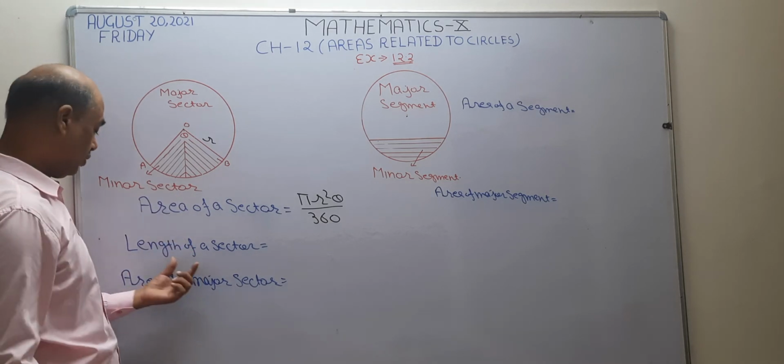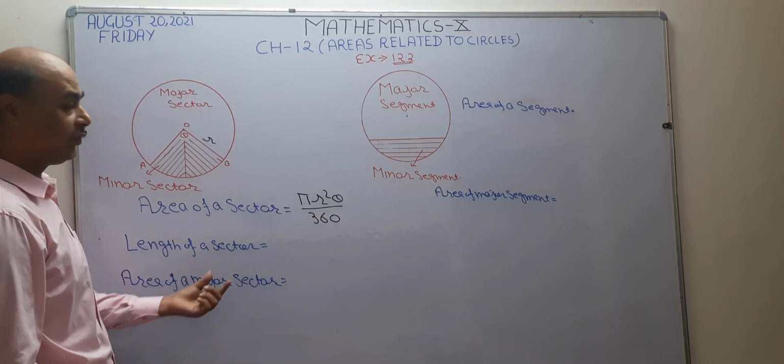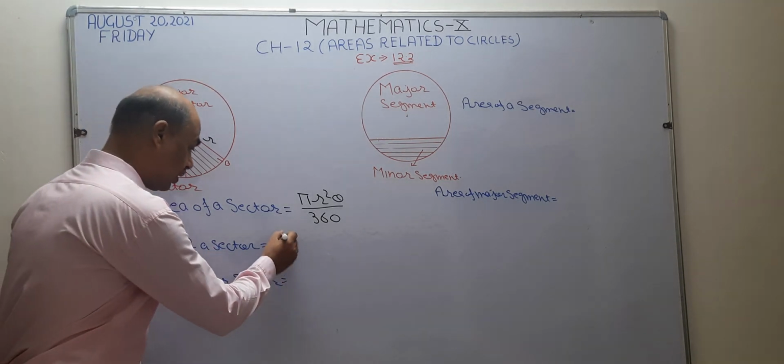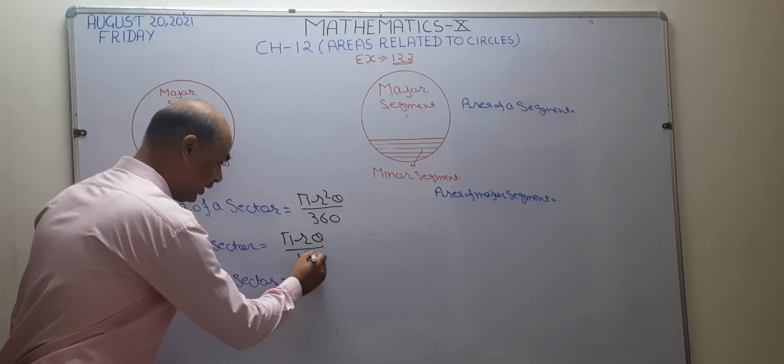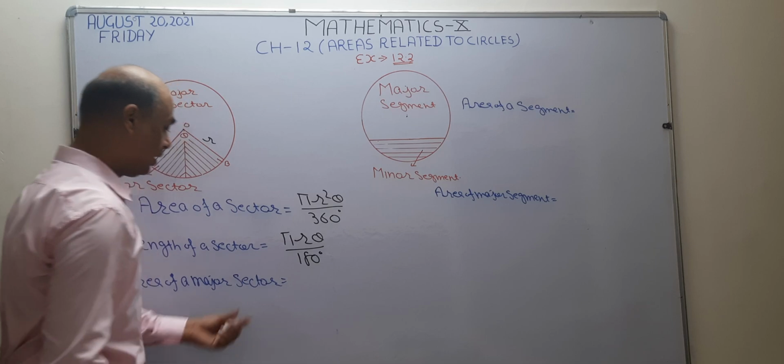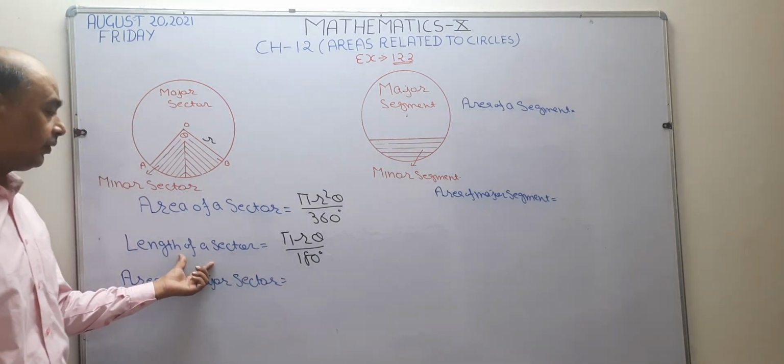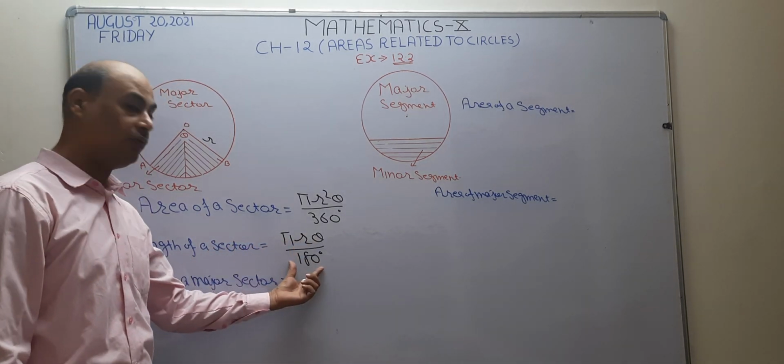Okay. Now length of minor sector. How do you find the length of minor sector? The formula for finding the length is pi r theta upon 180 degree. Okay. How do you find the length of sector? Pi r theta upon 180 degree.